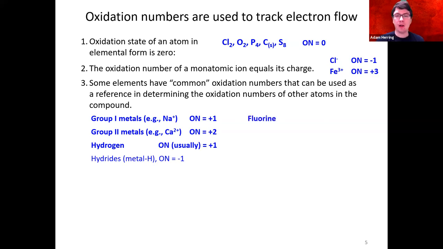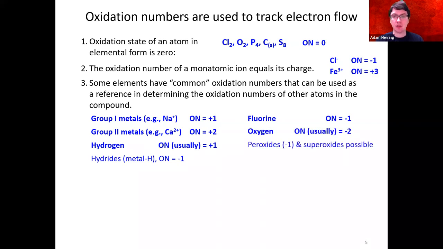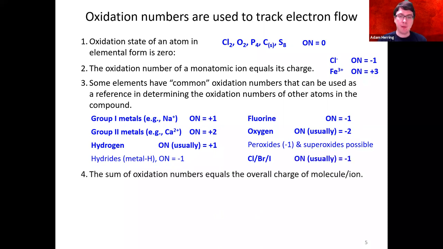Fluorine will always be -1 when it's in a compound with other elements. Oxygen is almost always going to be -2. The exceptions to that include peroxides or superoxides. And then the other halogens, chlorine, bromine, and iodine, are typically -1. And we'll see some exceptions to that.